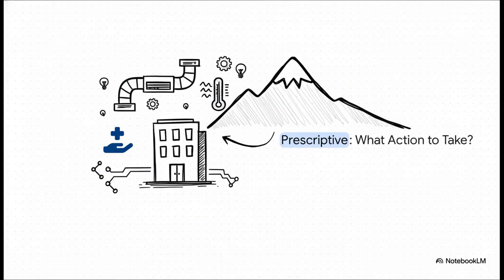And finally, we reach the absolute peak of the mountain, prescriptive analytics. What action to take? This is the sweet spot where the system finally acts on its own, providing automated recommendations or even direct triggers. A perfect example is a smart building automatically adjusting its HVAC set points based on the occupancy predictions we just made in the previous stage. The system isn't just telling us what might happen, it's actively managing the environment to optimize it.